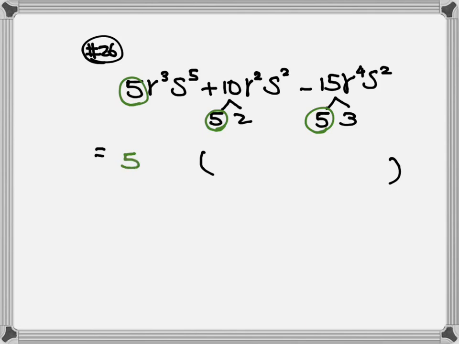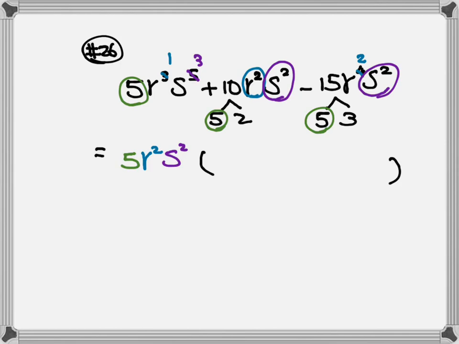Next, over here, for r, I always factor out the smallest exponent. So r squared is the smallest one. If I take 2 away, I have r left. If I take 2 away, I have r squared left. So r squared is outside. Next, let's look at s. Again, take out the smallest one. s squared is the smallest one. So s squared goes out. Over here, if I take 2 away, I have s cubed left. So s squared goes out.